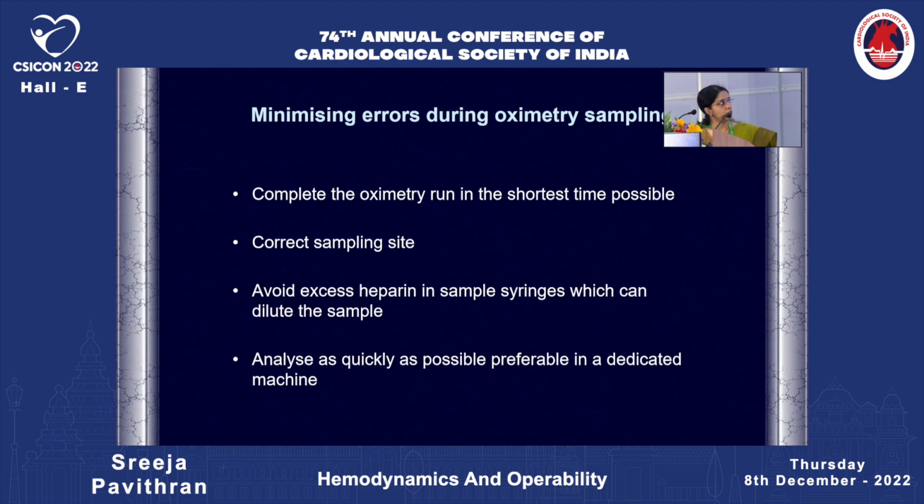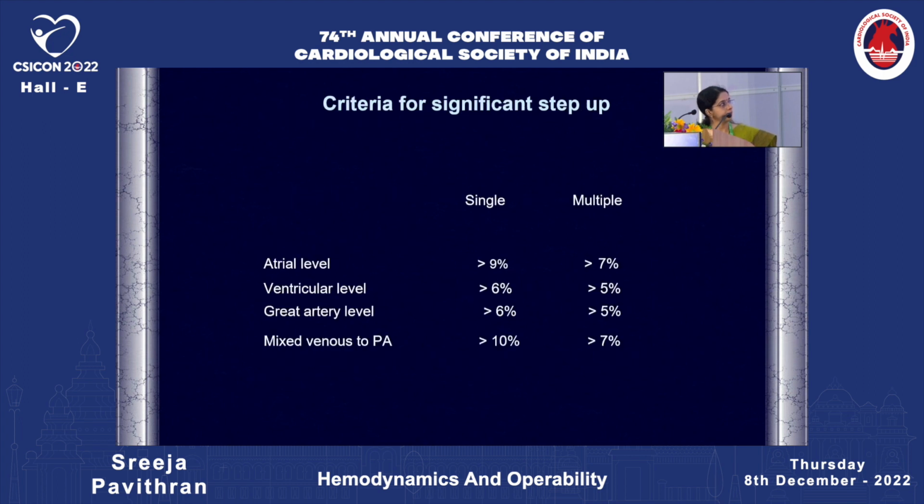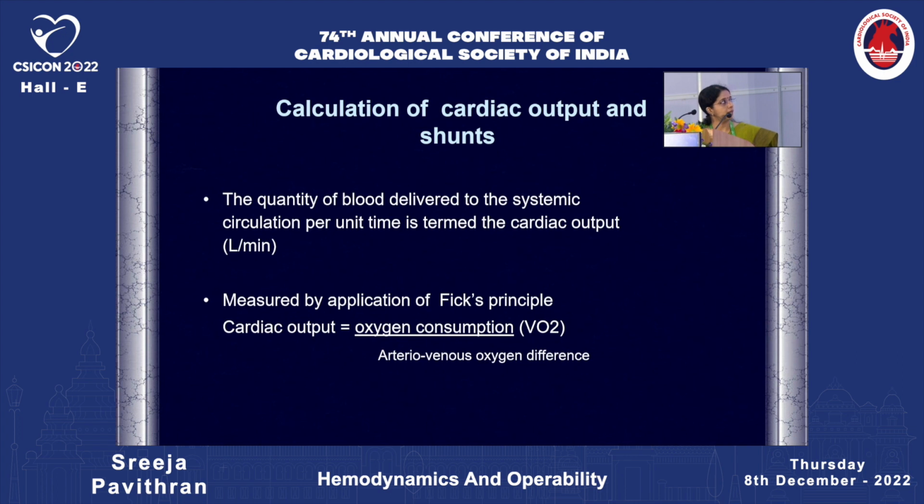Similarly, when you take an oximetry sample, you should take the oximetry samples in the shortest time possible so that you get closest to the physiological state. Correct sampling site, avoid excess heparin in the samples, and it should be analyzed as quickly as possible after collecting the sample. So there is a criteria for significant step up at each level which are given in books, but generally we take a step up of 10% from the mixed venous to the PA saturation as a significant step up. Now, coming to the calculation of the cardiac output and shunts.